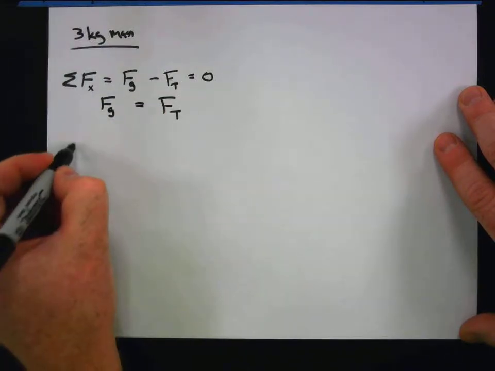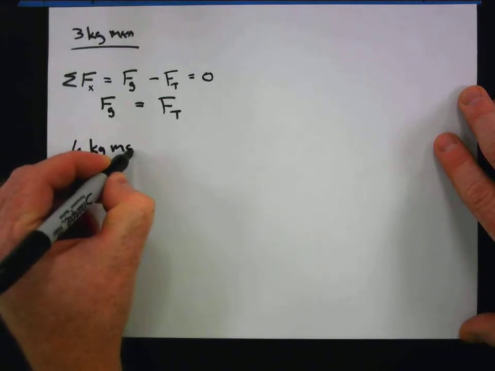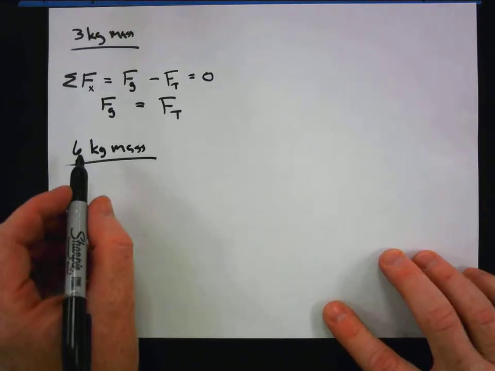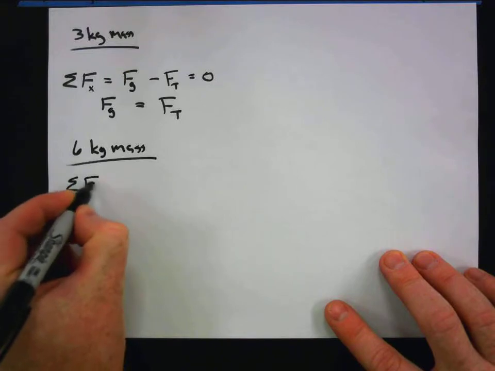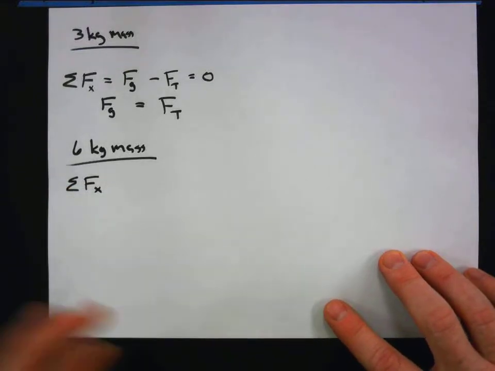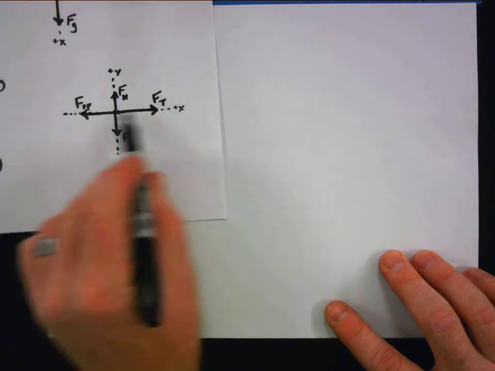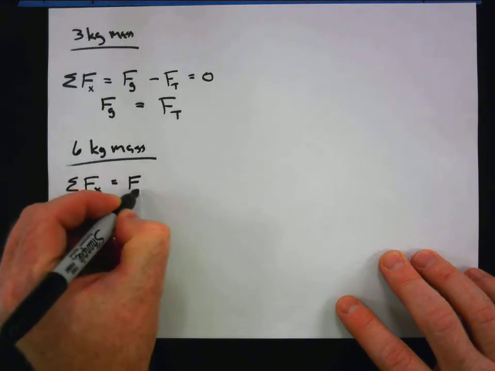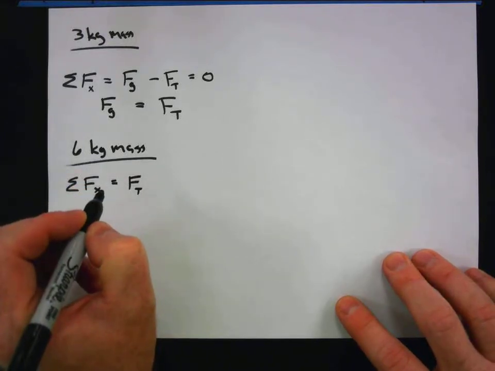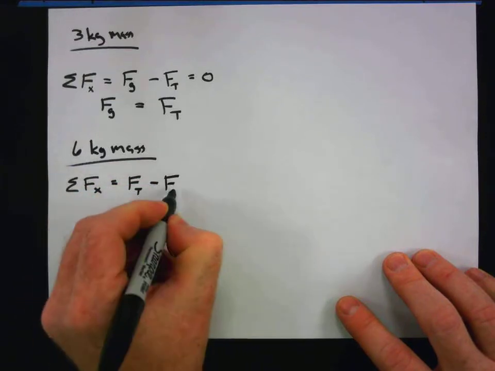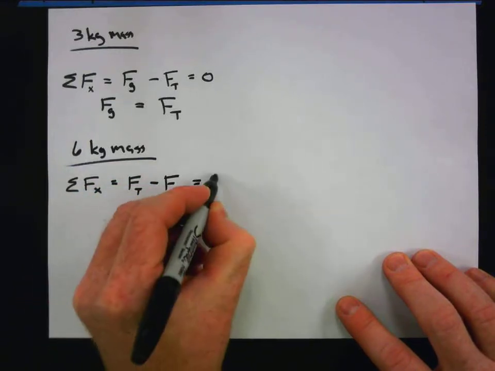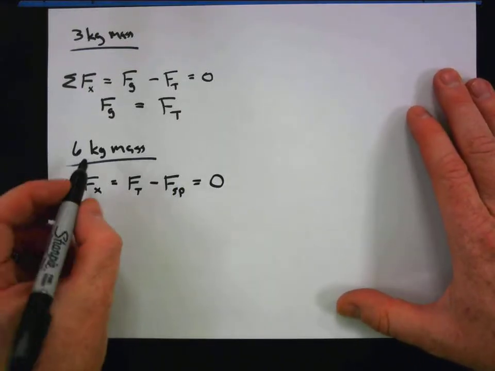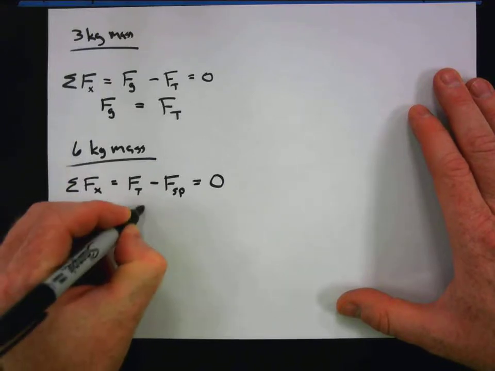Now how about the 6 kilogram mass? For this guy, the sum of forces, again in the x direction, but for this one the x direction now is horizontal. I have tension, which is a positive force, and I have the force of the spring, which is in the negative direction. But I also know that this sum equals 0. It's in equilibrium. So this tells me that the force of tension is equal to the spring force.